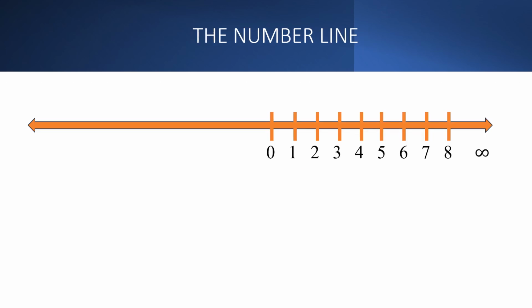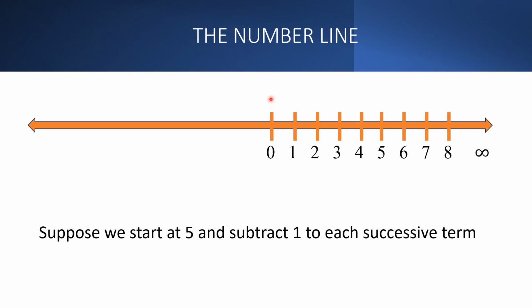Let's look at the number line, grade 9 learners. In your earlier grades, you dealt with natural numbers, which are counting numbers starting at 1. You also dealt with whole numbers, which are all counting numbers including 0. Now suppose we start at 5 and subtract 1 to each successive term. If we subtract 1 from 5, you all know that we get 4, because 4 is 1 less than 5, meaning 4 is smaller than 5.